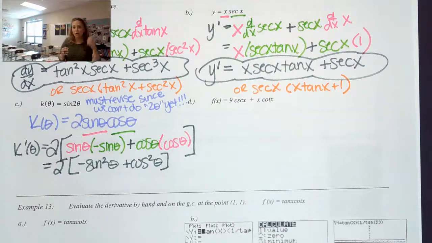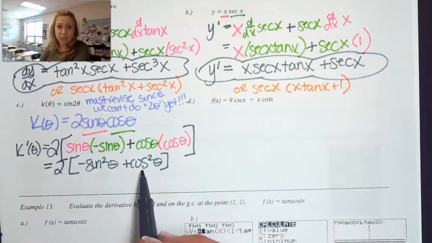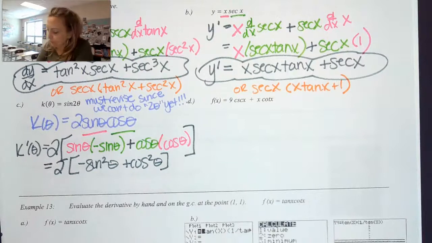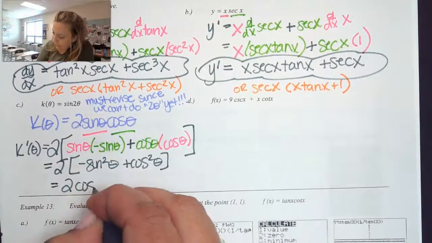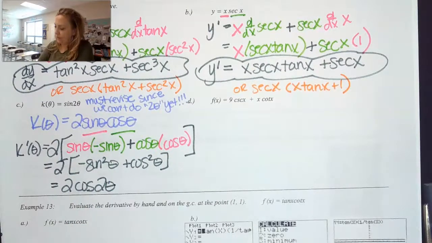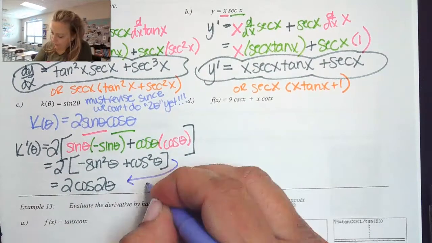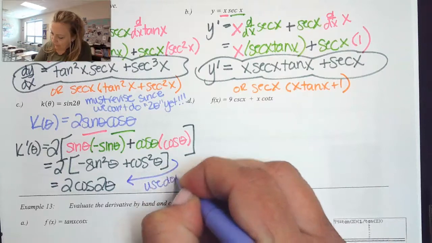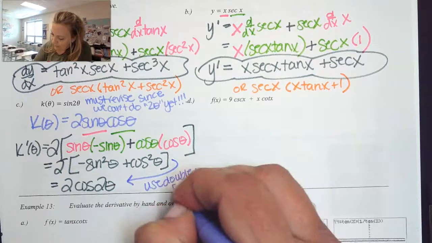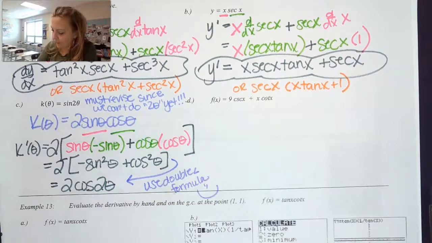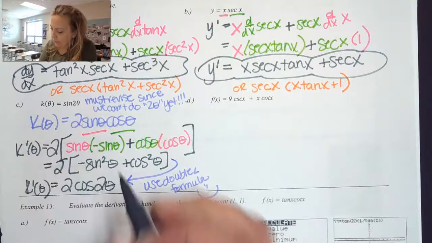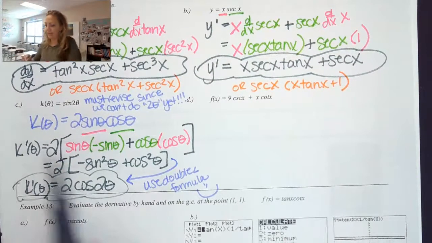And cosine squared theta minus sine squared theta is a double angle formula, right? We don't have to pull out a negative, it's just that the terms are flip-flopped. So we can see that this is going to be 2 times the cosine of 2 theta. So again, from here to here, we're going to use another double angle. And that looks so much nicer. Doesn't it look better when we use the double angle formula? And that would be my k prime of theta is 2 cosine 2 theta.